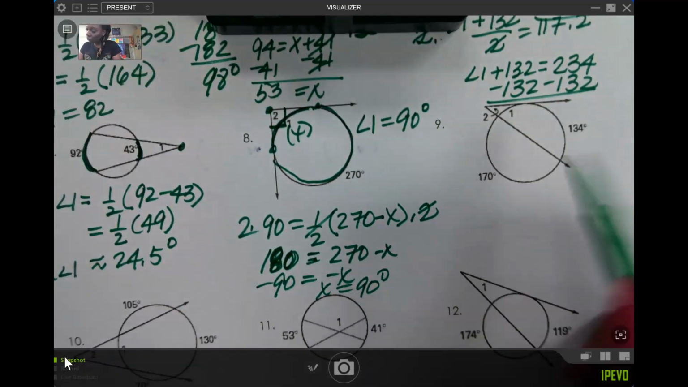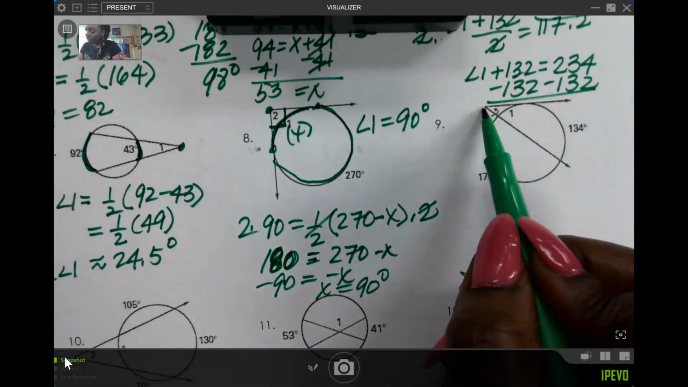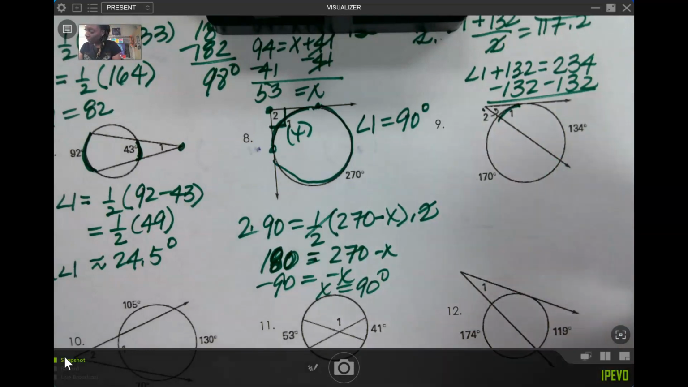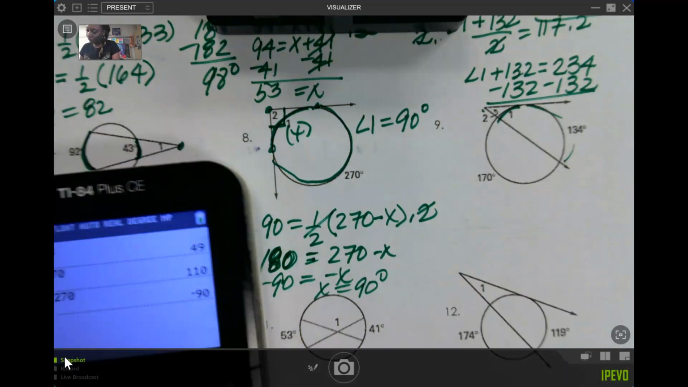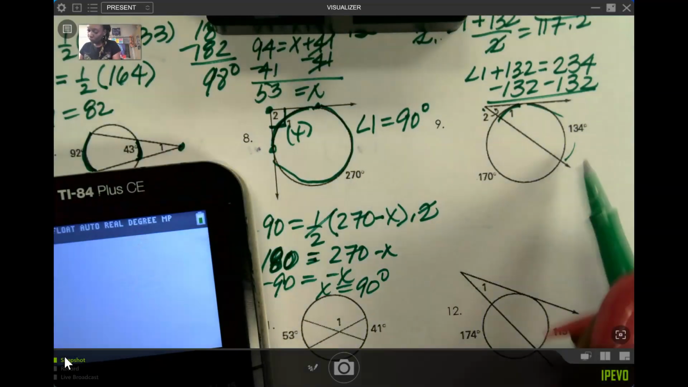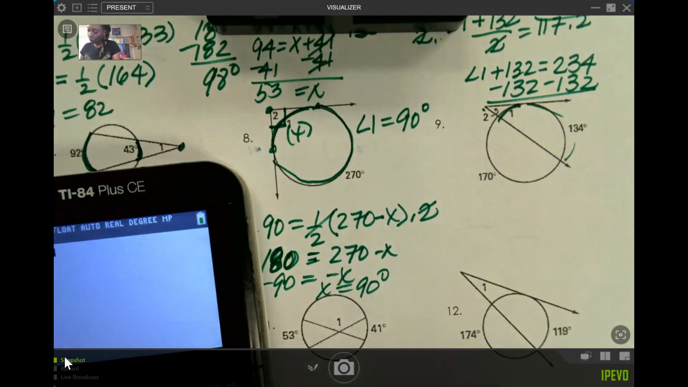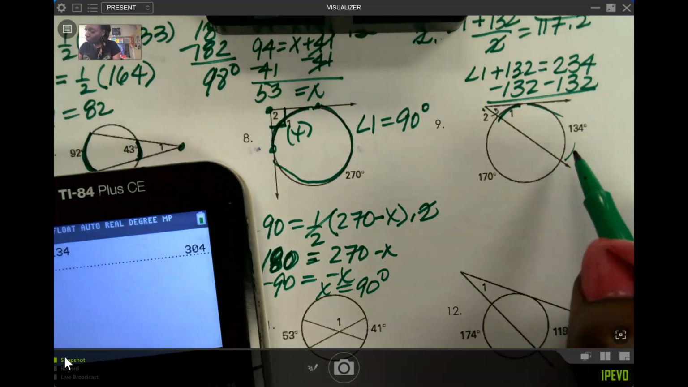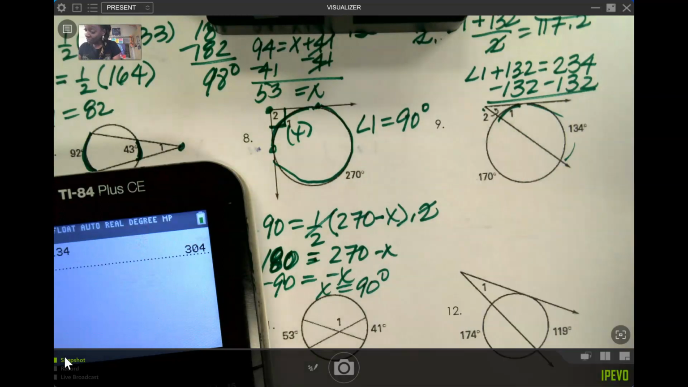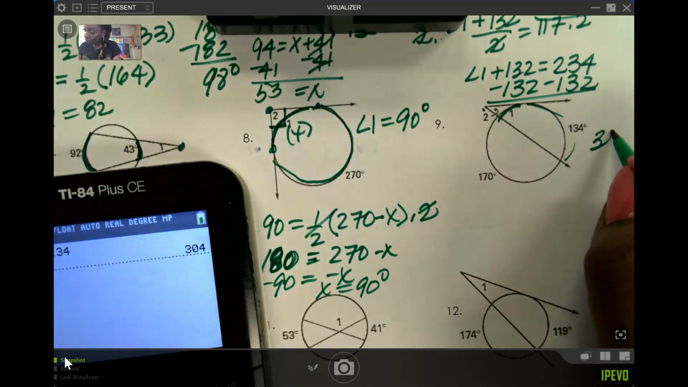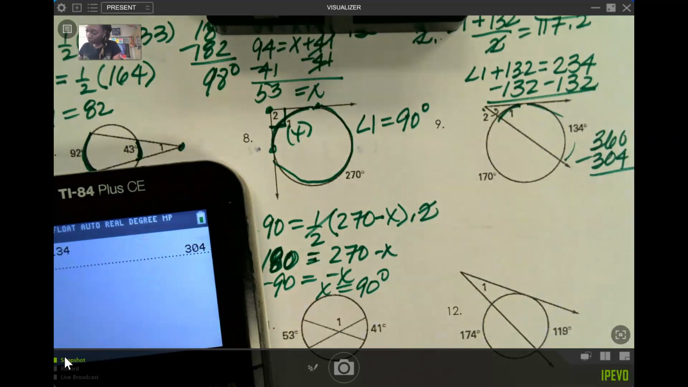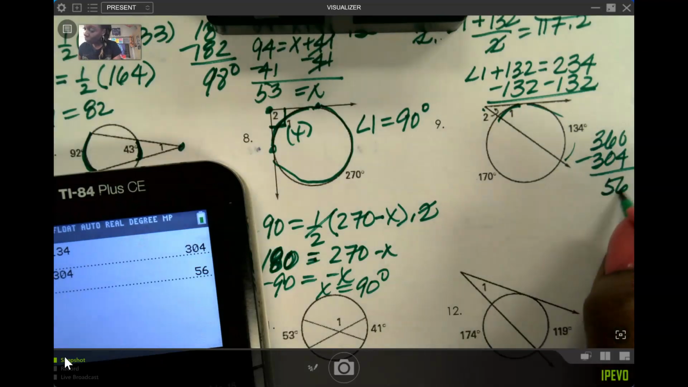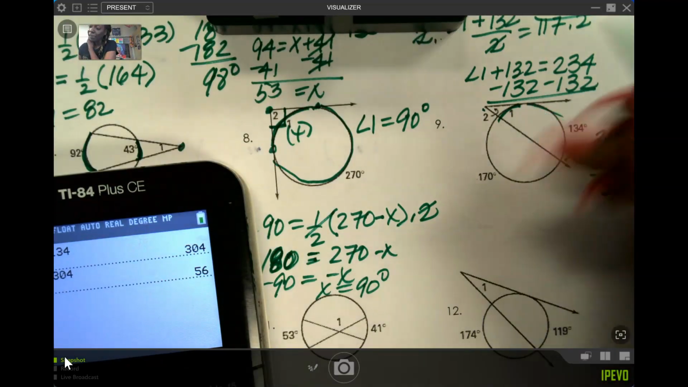All right, angle 2, we know here the vertex is on the outside. We got angle 1 there. This is 134, that's 170, so the whole thing is 360. So let's go, 170 plus 134. That's going to give us 304, and so all I don't know is arc 1, right? So we're going to take 360 minus 304. That's going to give us 56, and so that leaves me with 56 for this little piece that's inside here.